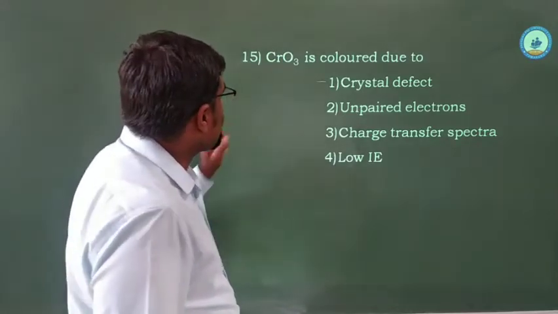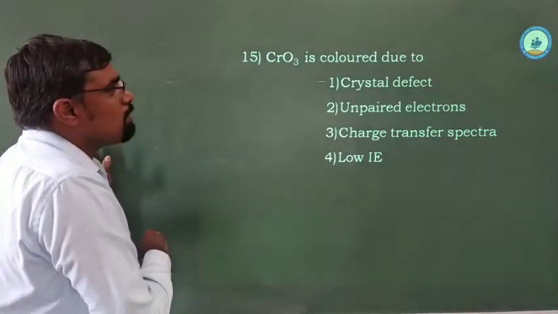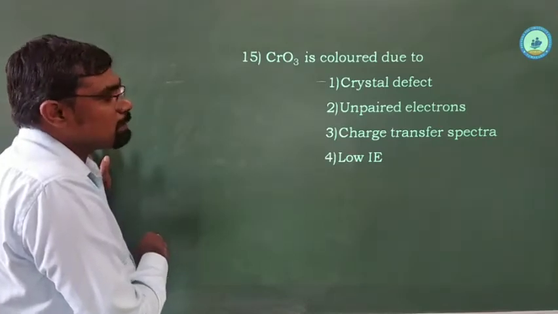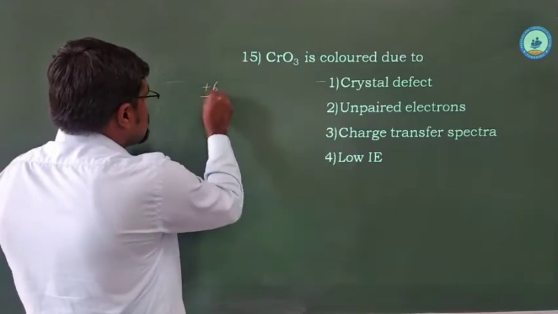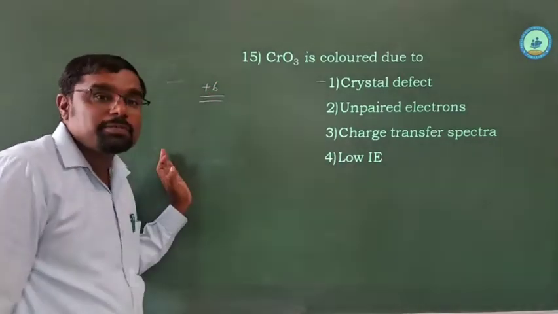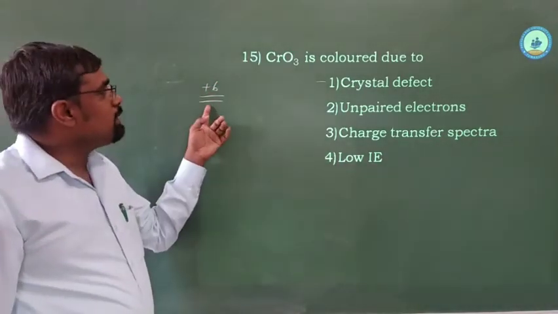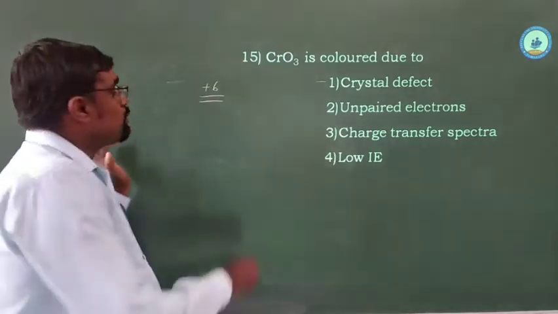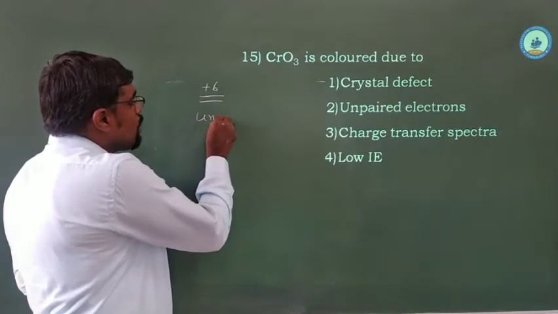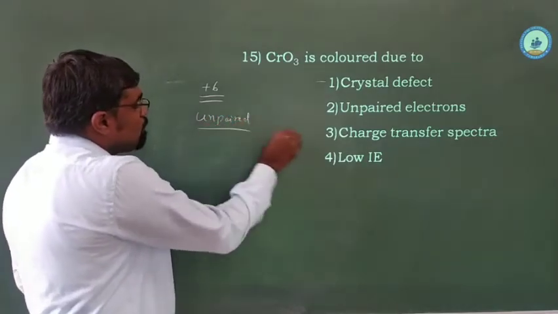Now we see CrO3. What is the oxidation state of chromium here? The oxidation state of chromium is +6. So are there unpaired electrons present here? No, there are no unpaired electrons.